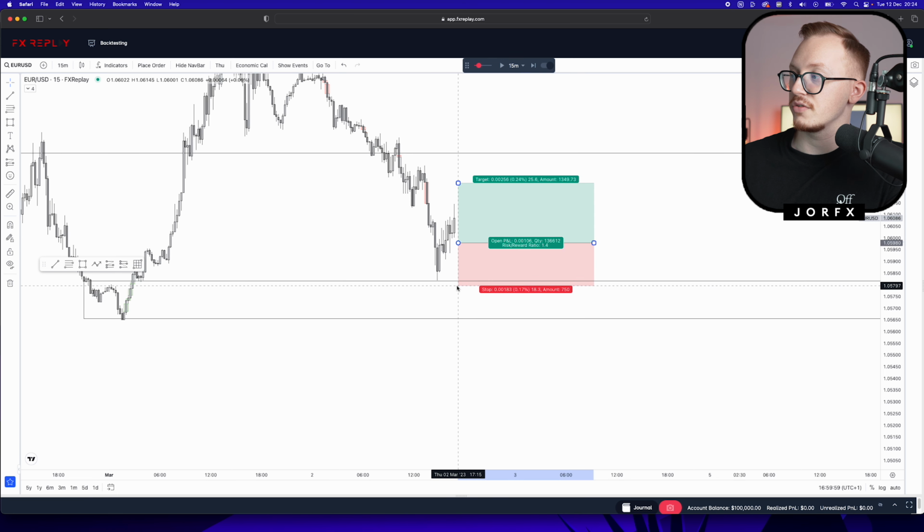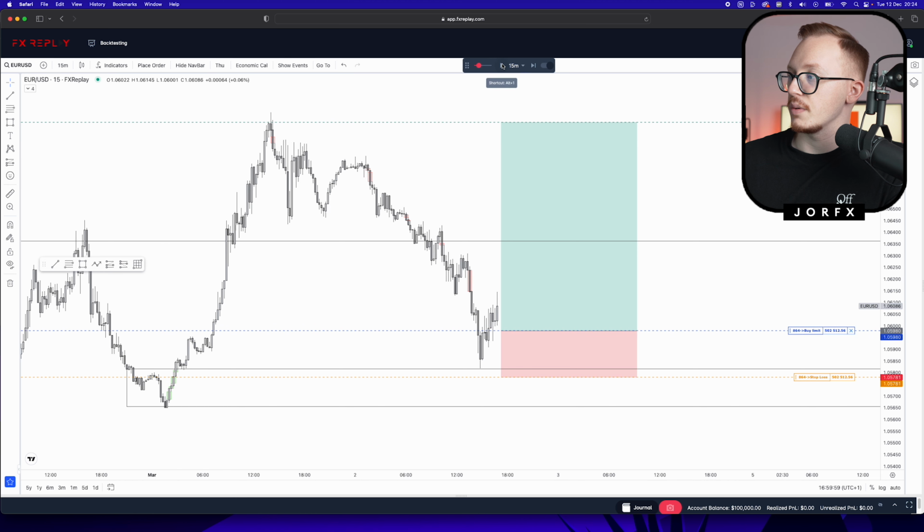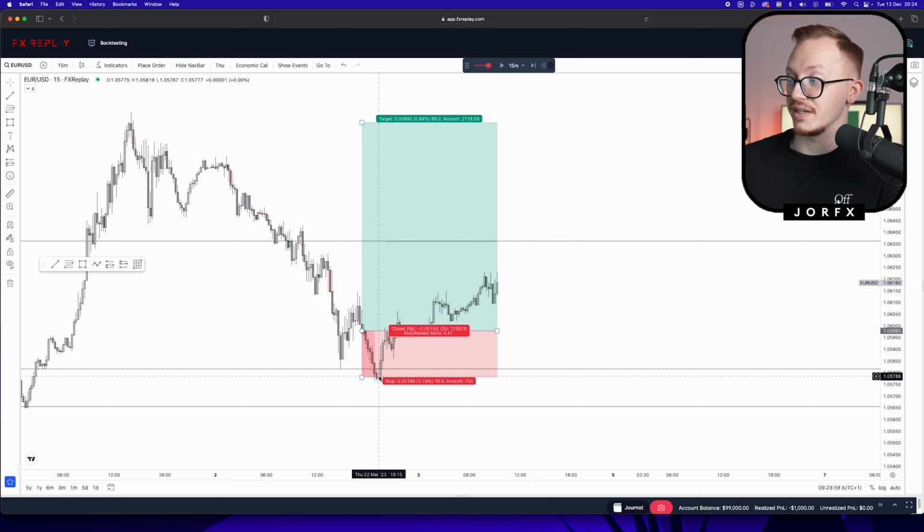I give my trade enough room. As you can see, the low is 16 pips. I will give it a 20 pip stop loss. We have the room, you know. And then I will target the highs right here. So we're going to place the order, 1% risk, and this is a limit order. Let's see what happens. Price gets stepped in, and then we get tapped out right here.